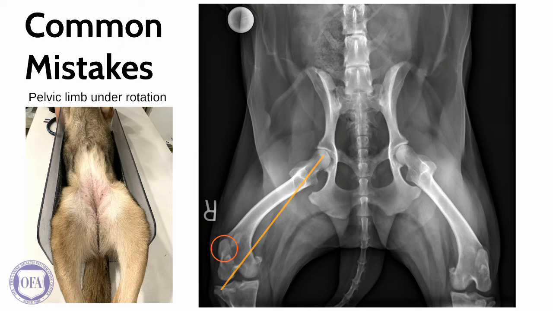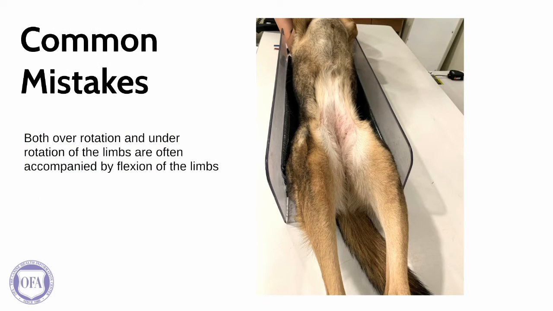Both over and under rotation of the limbs are often accompanied by flexion of the limbs. Flexion of the hips and stifles may also alter the way that the femoral head sits within the acetabulum, and once again will change the appearance of the femoral heads and necks, therefore limiting evaluation.